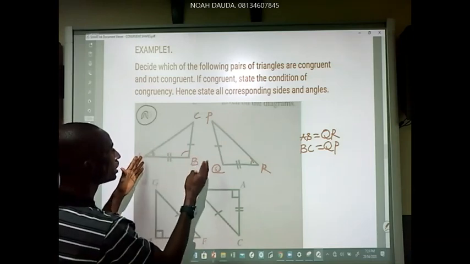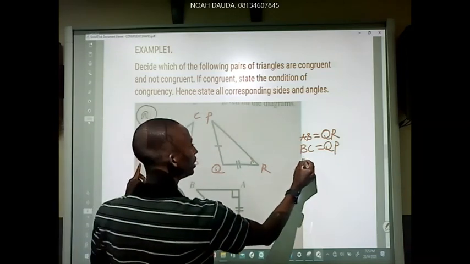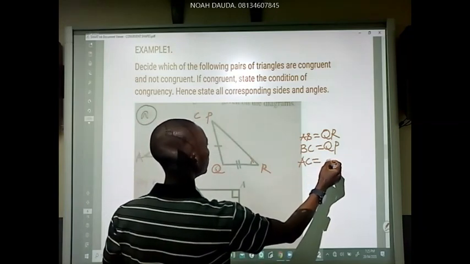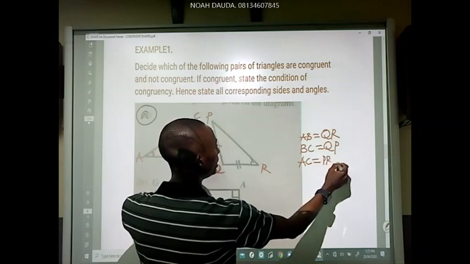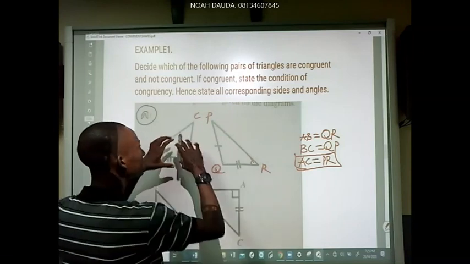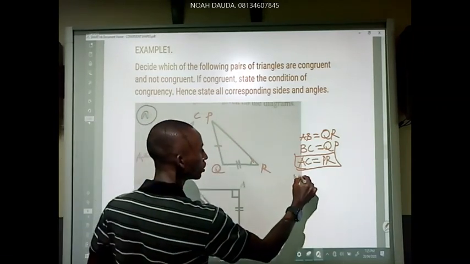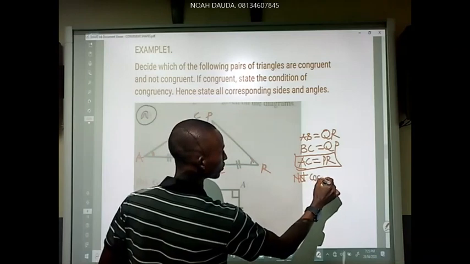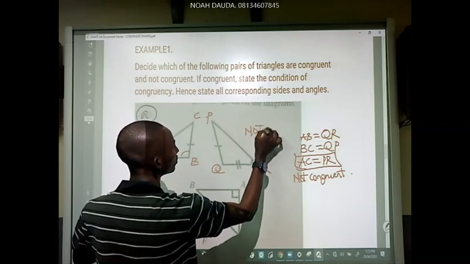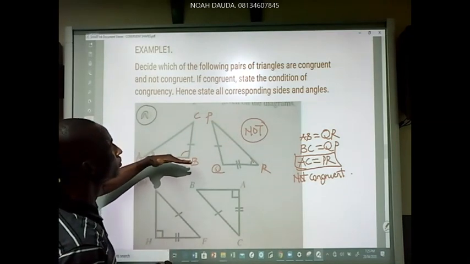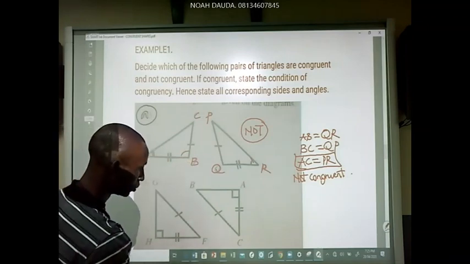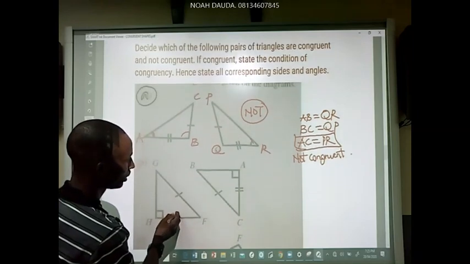So in a nutshell, you cannot ascertain that your AC is equal to PR. This cannot be ascertained, and as a result, that makes these two triangles not congruent. So we are done with the first one, and it has no condition because it is not congruent. Now let's move to the second one. Let's look at the next one together.